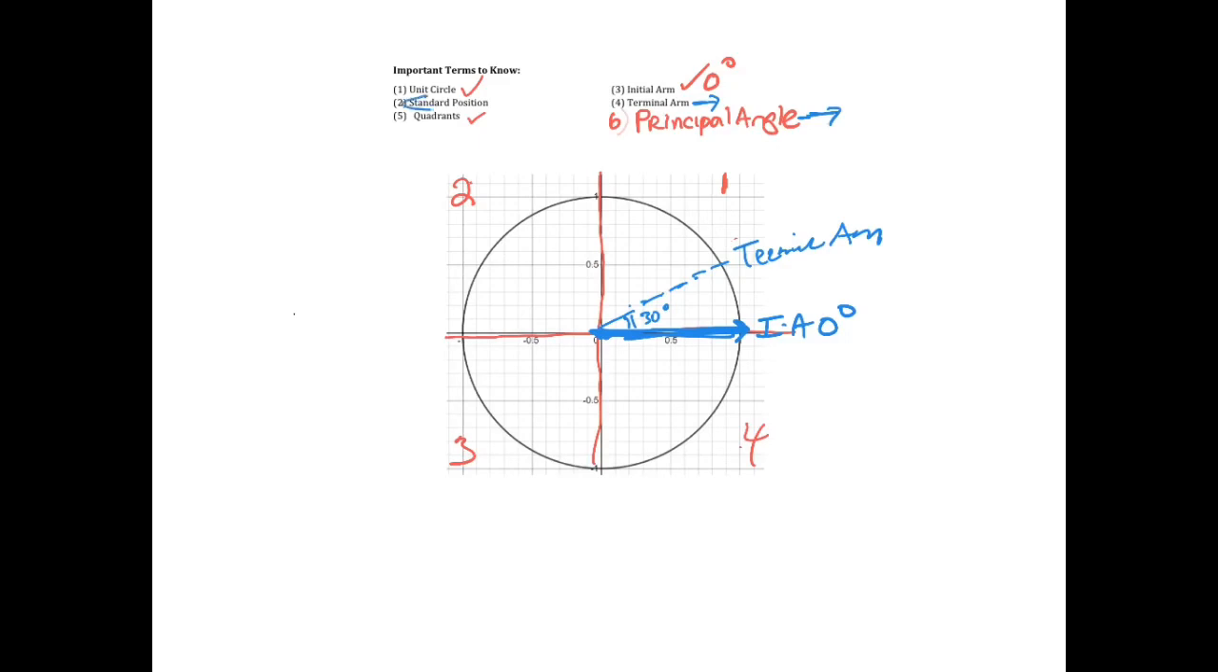And the second thing is standard position. Well, what is it? It's the position of the terminal arm depending on what the principal angle is. So in this case, I drew the standard position of the terminal arm at a principal angle of 30 degrees with a radius of 1.